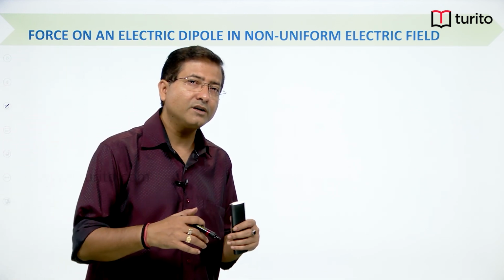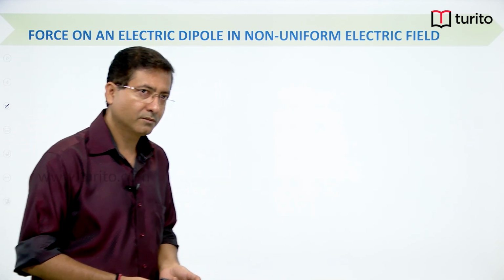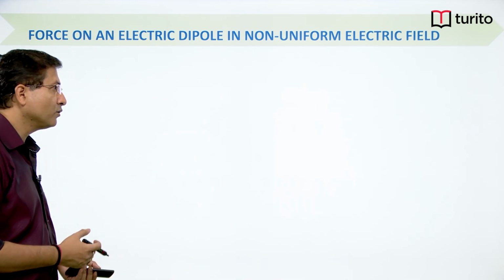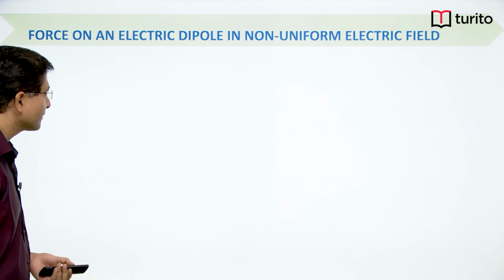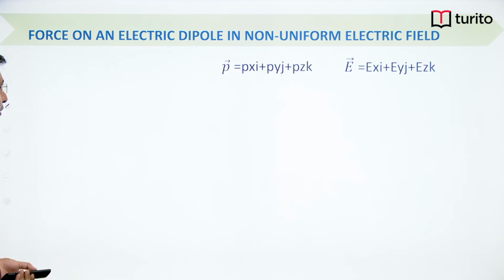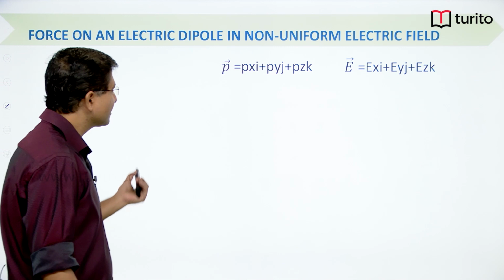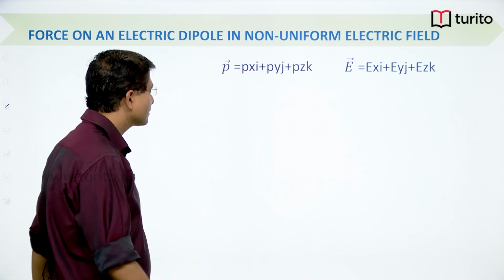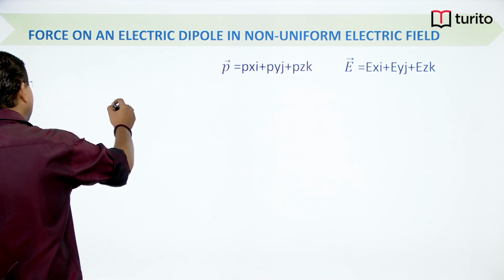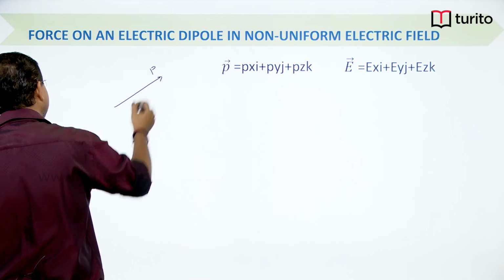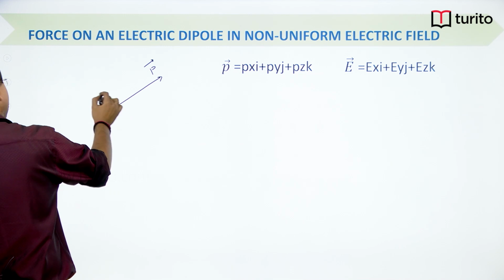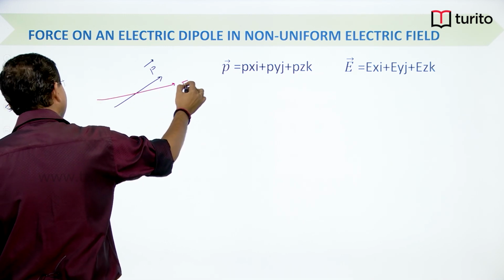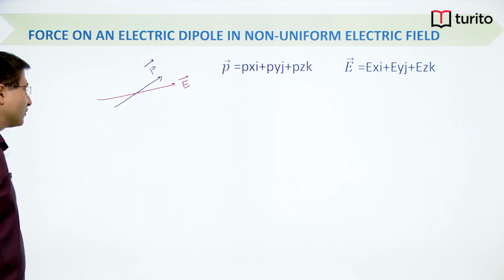Now what if the field becomes non-uniform? So for non-uniform fields, how do we find force and torque? Let's first talk about the force. If the dipole is placed in 3 dimensions, I am writing everything: say we have the dipole P in this direction, in vector form, and we have the field in this direction, both given in vector form.